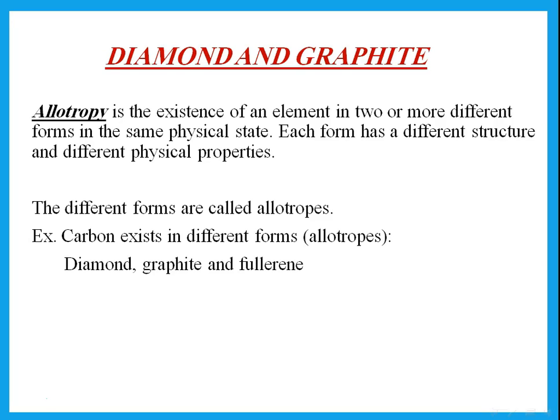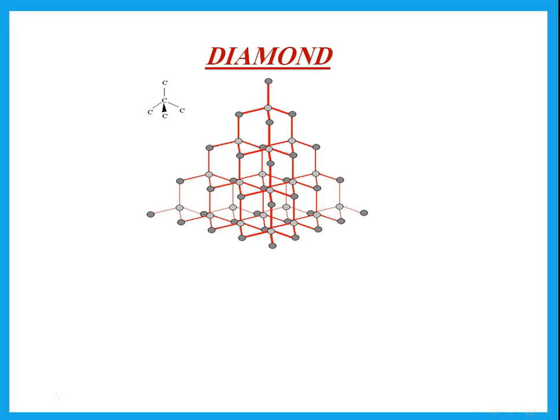Diamond and graphite are allotropes of carbon. Allotropes means two or more different forms in the same physical state. So they are the same element, and we will say that diamond and graphite are both made of carbon. They only have carbon atoms, and they are both carbon atoms in the solid state, but they have different arrangement and different structure and different physical properties. So they are called allotropes. So diamond and graphite, and fullerene actually, are allotropes of carbon.